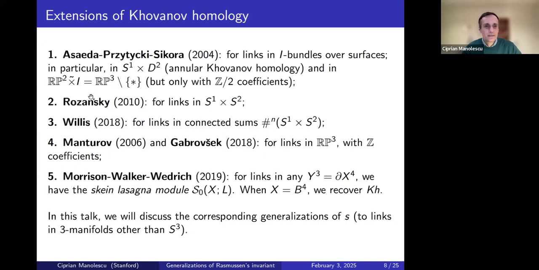And another popular 3-manifold of this type is RP3, the real projective space. If you take out a point, and the point doesn't matter that much, this is a twisted I-bundle over RP2. So you can project to RP2 and again give a definition. The original one was with Z/2 coefficients. Later, Manturov and Gabrovšek did it with Z coefficients for links in RP3.